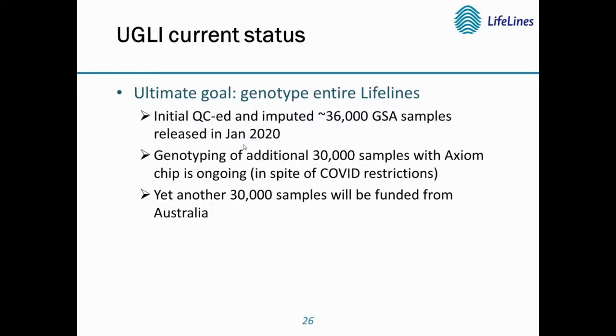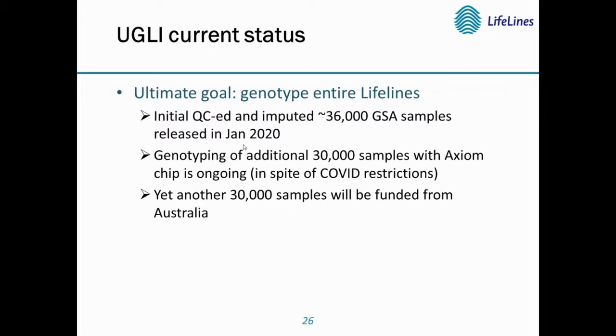So the ultimate goal was to genotype entire Lifelines. We already had 15,000 cytochip data, and then in January 2020, an additional 36,000 GSA samples were released. So people have been working on that data ever since.